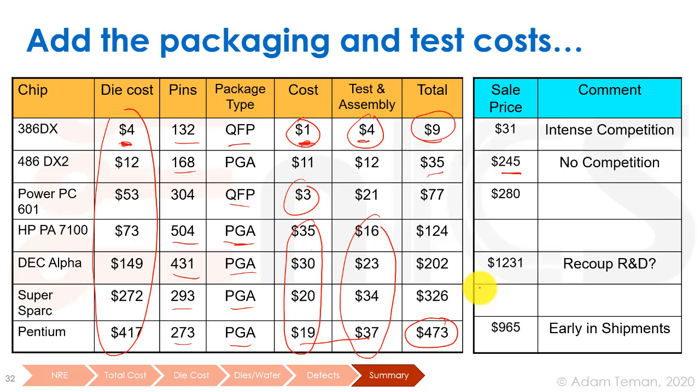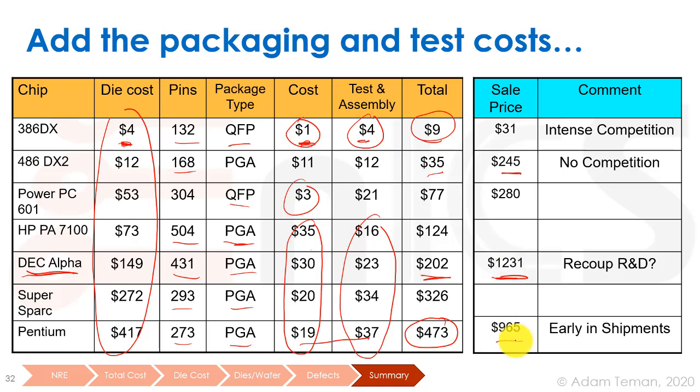Okay, you can also see the DEC Alpha. The DEC Alpha had a lot of innovation. There was a lot of R&D. So they took a $202 chip and they sold it for $1,200, and that was probably to recoup the very high NRE expenses they had to develop this chip.